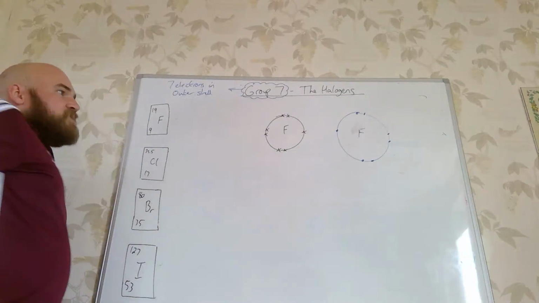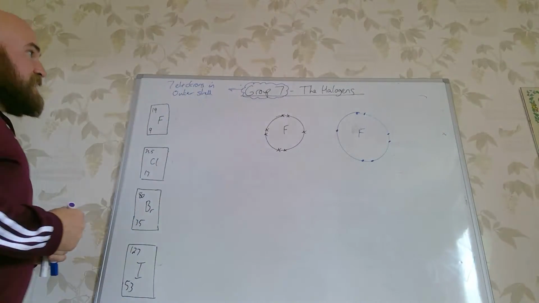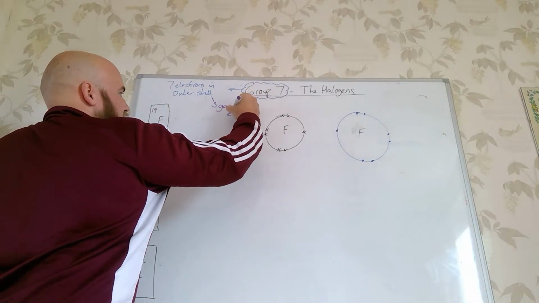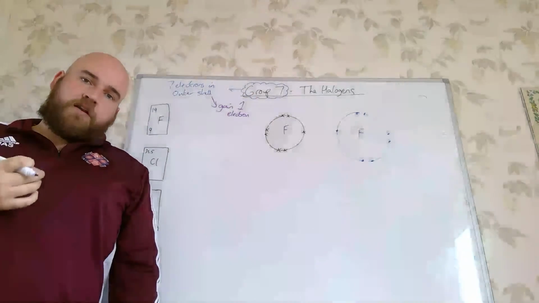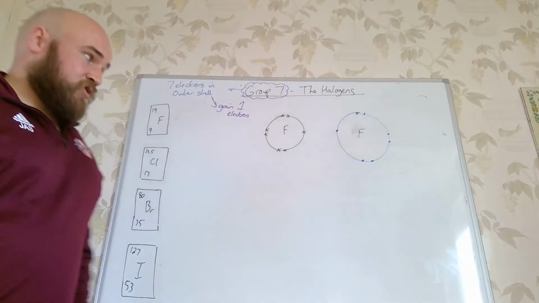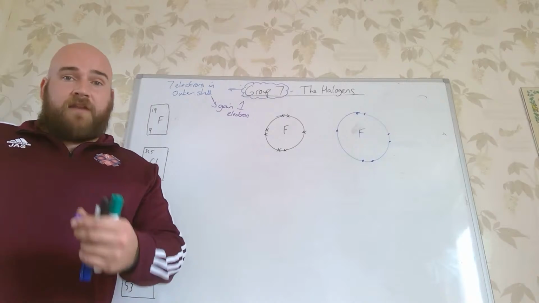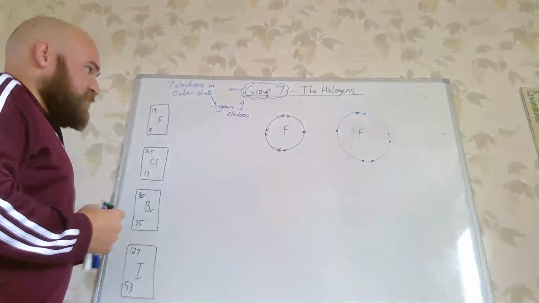But they've got 7 electrons in their outer shell, so they're not stable. The key thing we need to know is that they want to gain 1 electron. So they want to gain electrons. This is different to group 1 that you looked at last week, because group 1 elements wanted to lose electrons. And there's a general rule there. Metals want to lose electrons to have a full outer shell. Non-metals want to gain electrons to have a full outer shell.